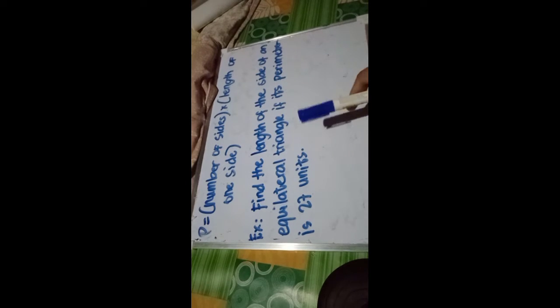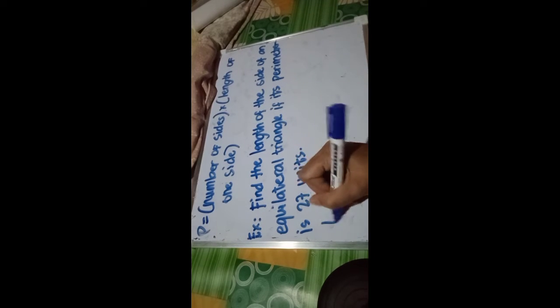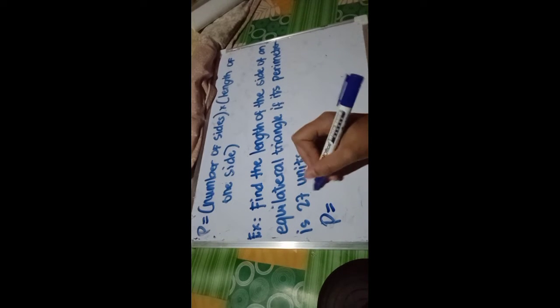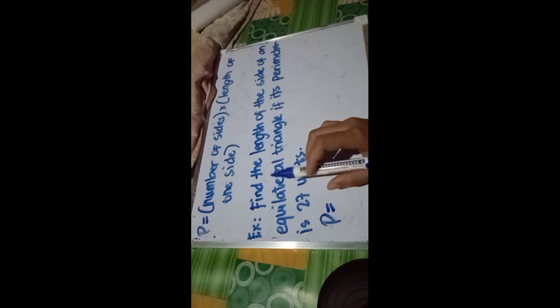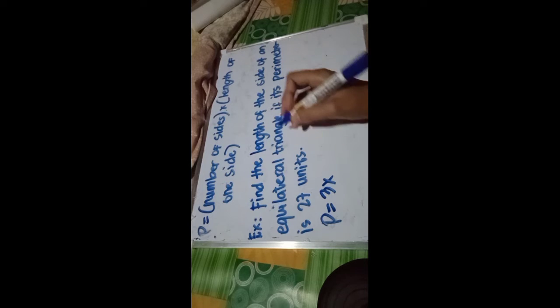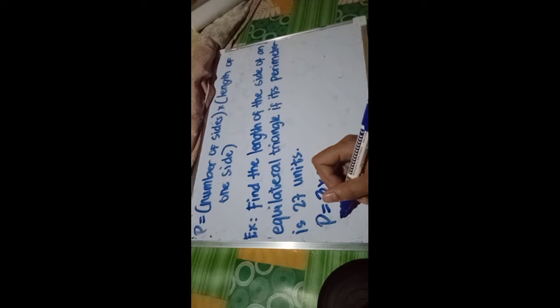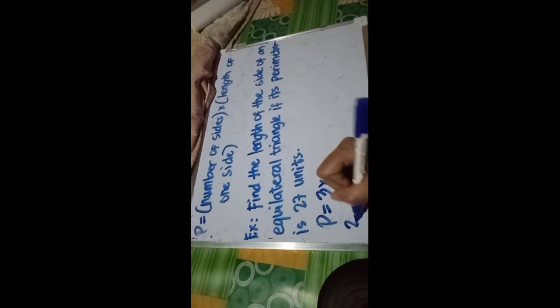Let's have another example of regular polygons. Find the length of the side of an equilateral triangle if its perimeter is 27 units. In our formula, the perimeter of a regular polygon is the number of sides times the length of one side. The number of sides of an equilateral triangle is 3, times the length, which is unknown, so a. The perimeter is 27.